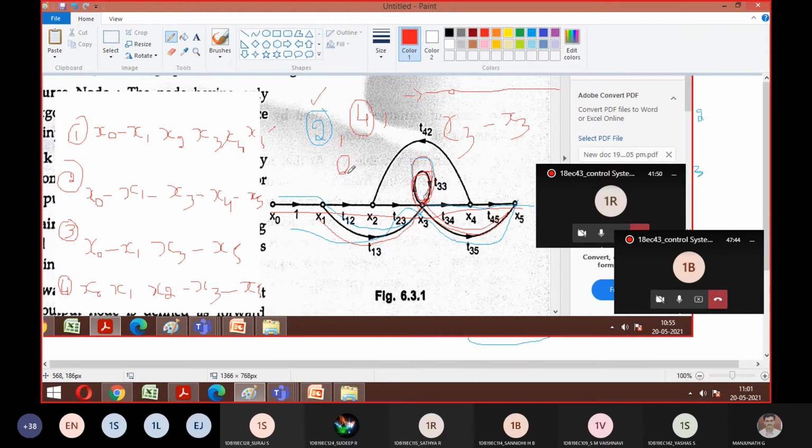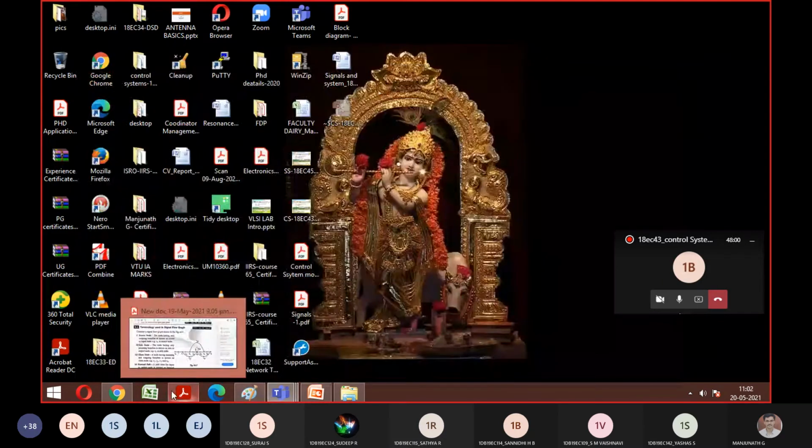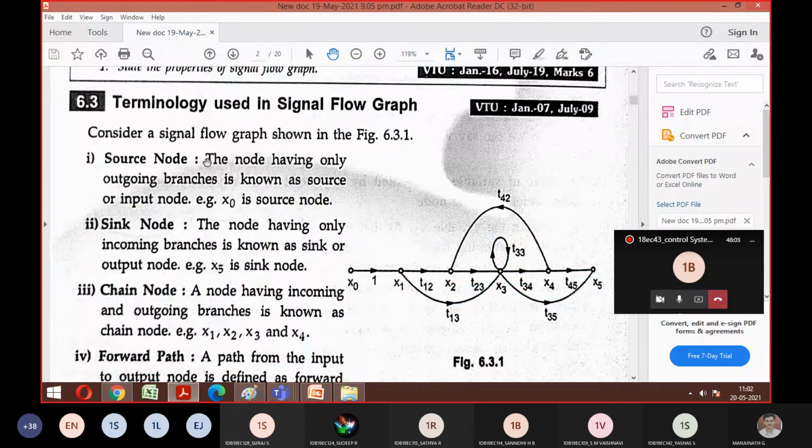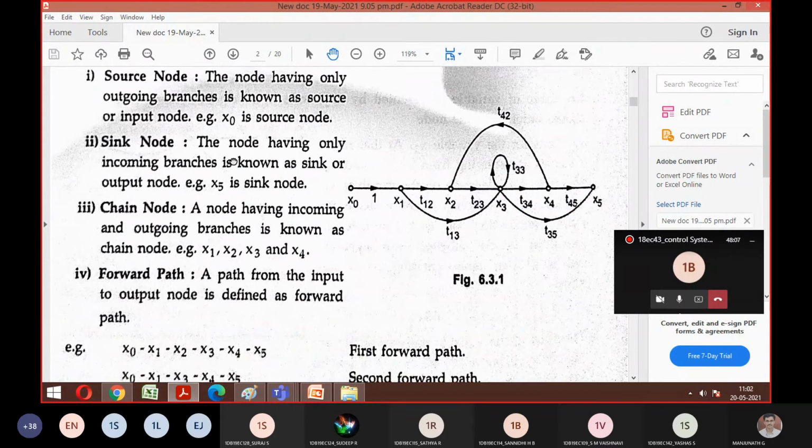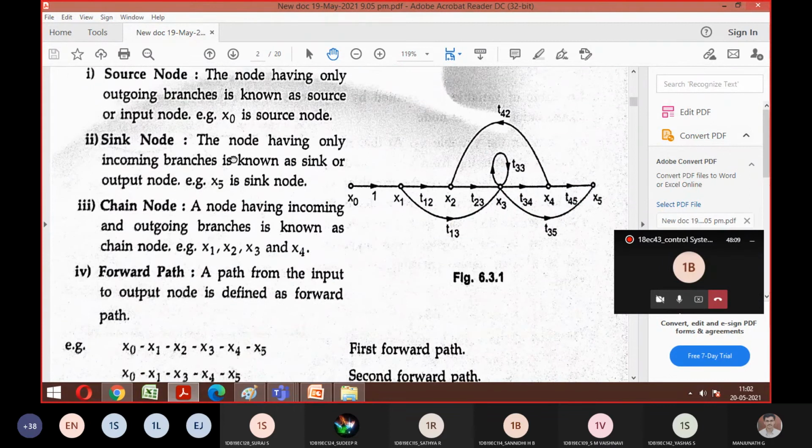So you got the 4 forward paths: x0, x1, x2, then x3, and this path will tell you which reaches your x5. Is it okay till here? Am I clear? Yes, sir. Alright, so let's come back. Any doubts with sink node, chain node, source node, and forward paths? Is it okay, guys, till here?